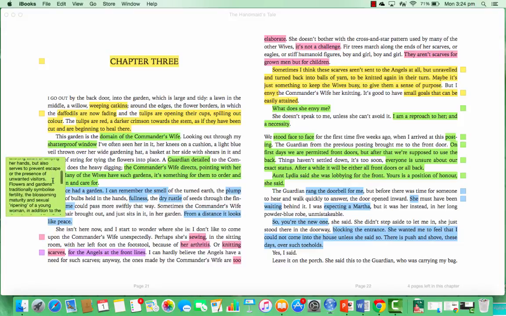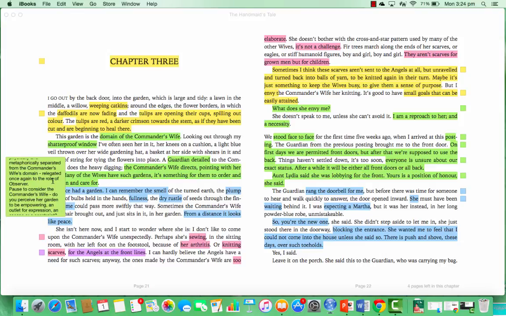Flowers and gardens traditionally symbolise fertility, the blossoming maturity and sexual ripening of a young woman, in addition to the almost maternal tending to the young plants. Potential, growth and Mother Nature come to the fore here. Unfortunately, our protagonist is denied even this pleasure. Her sexuality is being exploited, and she is both physically and metaphorically separated from the commander's wife's domain, relegated once again to the role of observer.